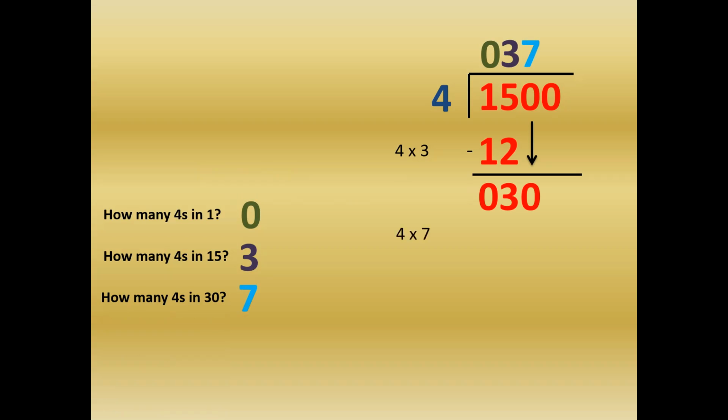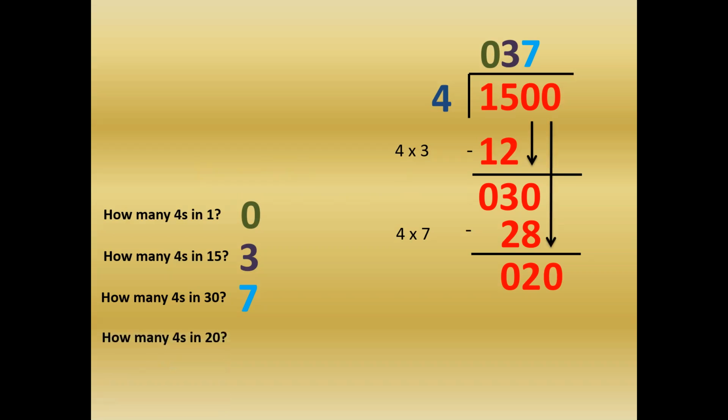And we have to do 4 times 7, which is equal to 28. So put 28 underneath the 30. And then subtract the 2. So 30 minus 28 is equal to 2. Then we have to take down our 0 again. And how many 4s go into 20? 5. So we're going to put 5 above the 0.